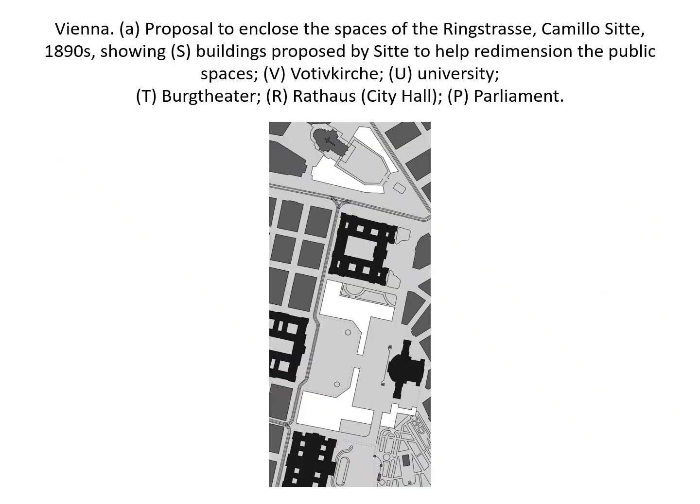While the modernity of the Ringstrasse satisfied Vienna's bourgeois, it troubled the urban planner Camillo Sitte, who found it lacking in human scale and urban beauty. He designed alternative solutions, framing the voids around the Votivkirche and the Parliament. In this image, proposal to enclose the spaces of the Ringstrasse, Camillo Sitte, 1890s, showing buildings proposed by Sitte to help redimension the public spaces.